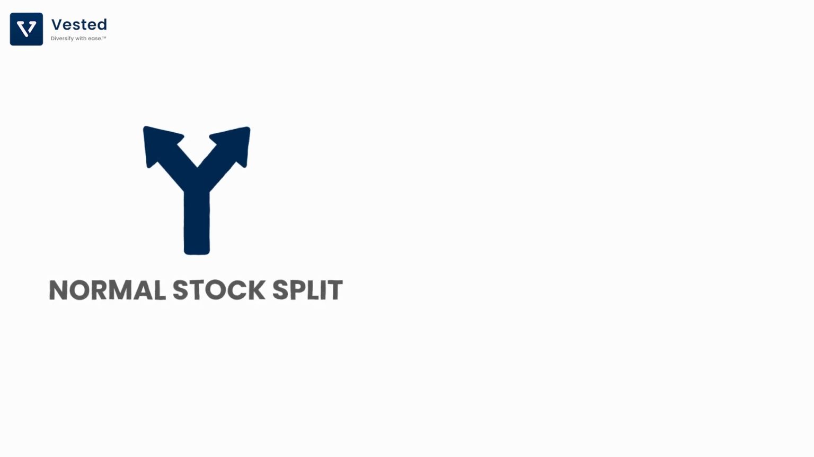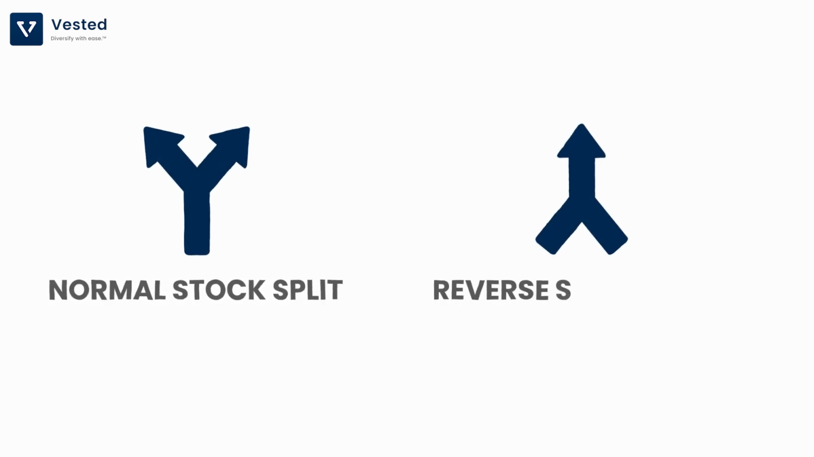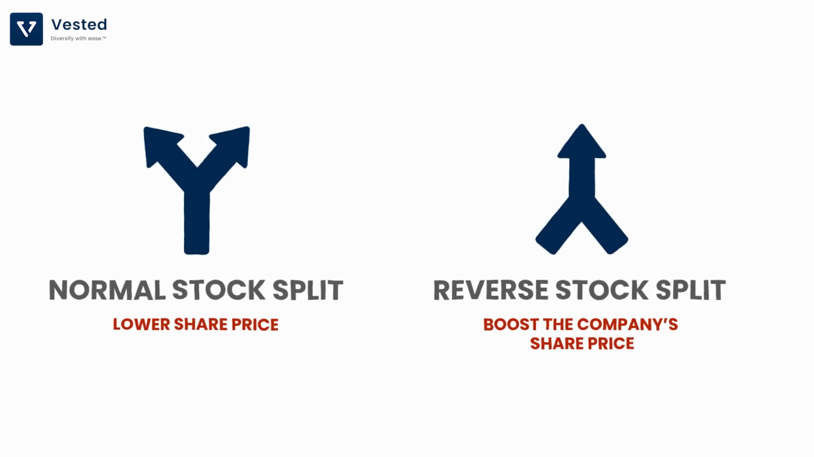There are two tools that a company uses to manage the share prices. The first is a normal stock split, and the second is a reverse stock split. A stock split can help a company lower its share price to appeal to new investors, while a reverse stock split can actually boost the company's share price and help preserve its listing on a major stock exchange. Interesting, right? So now let's see how both of these tools work.